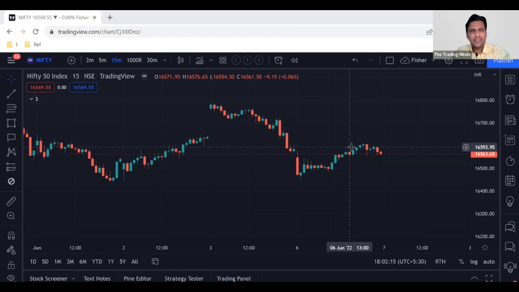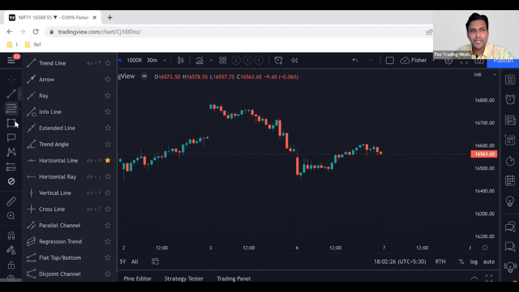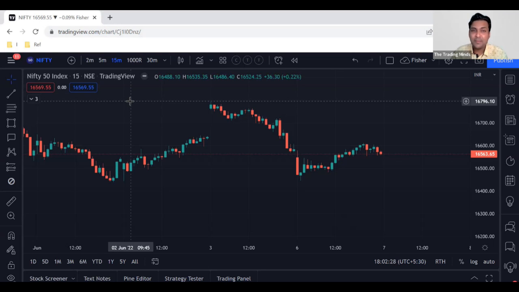Hey guys, so here now I have opened my TradingView terminal. I use TradingView for my technical analysis so that it is very easy and a lot of tools are available. You can see on the left side, a lot of tools available. So I'm going to use some of the tools here to do my analysis. What I'm going to draw here now is the supply zone and demand zone.